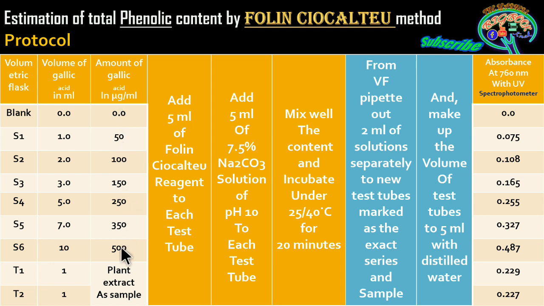Further is the adding of 5 ml of Folin-Ciocalteu reagent to each test tube, including the blank. So to all the test tubes we are going to add the Folin-Ciocalteu reagent. Now you are going to add 5 ml of 7.5% sodium carbonate solution of pH 10 to each test tube. Other than the Folin-Ciocalteu reagent, the sodium carbonate of 5 ml goes to each test tube, and further we are going to incubate in an incubator.